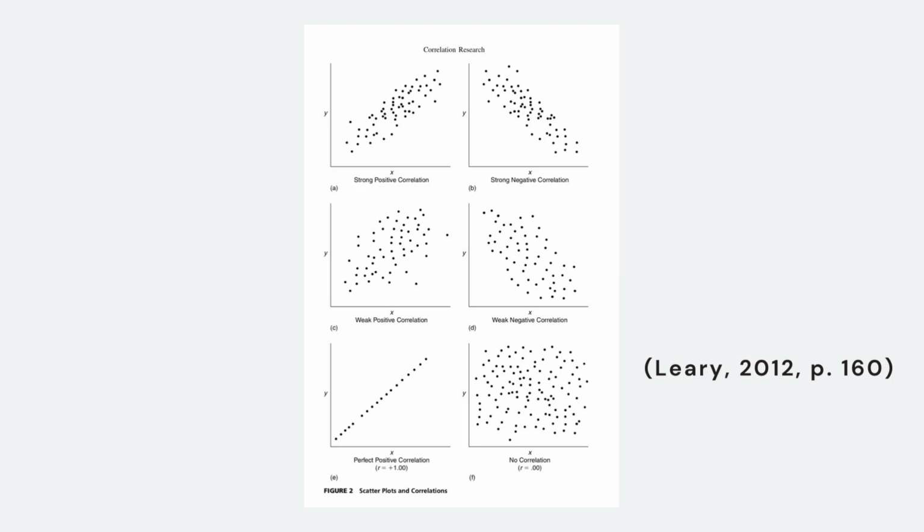This figure by Leary shows several scatter plots of relationships between two variables. Positive correlations can be recognized by their upward slope to the right, which indicates that participants with high values on one variable also tend to have high values on the other variable, whereas low values on one variable are associated with low values on the other. Negative correlations slope downward to the right, indicating that participants who score high on one variable tend to score low on the other variable, and vice versa.